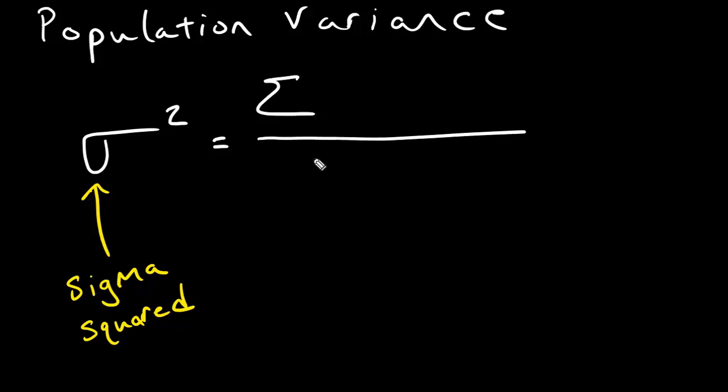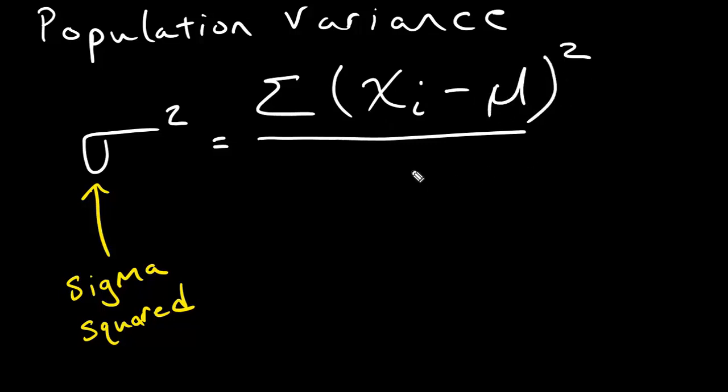In our numerator, we're going to have the sum of (xi minus mu) squared, divided by n. If we remember, capital N is our population size. If we have population data, how many data points do we have? That's the total number in the population, so it works just like the other formulas. This is our population variance.